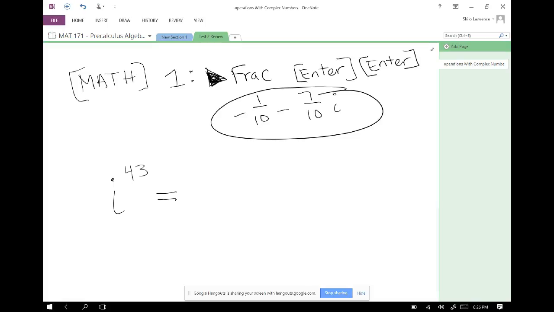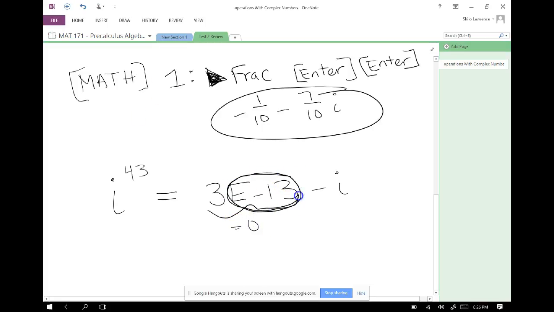On my calculator, if I type in i to the 43rd power, what it tells me back is 3E-13 minus i. That is not the answer. This piece right here means 0. E to the -13 power, this is scientific notation that means 13 zeros behind the decimal point and then a 3.